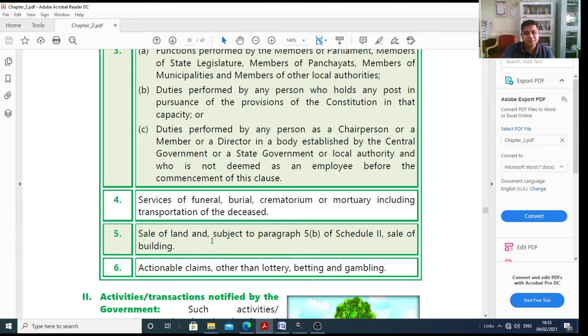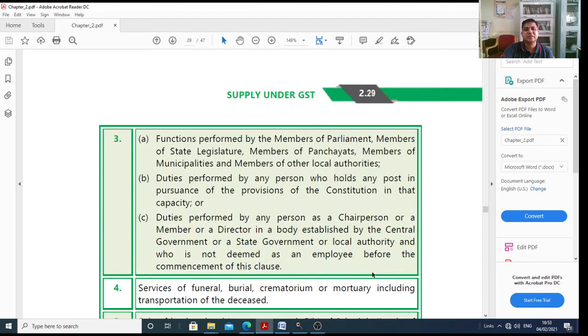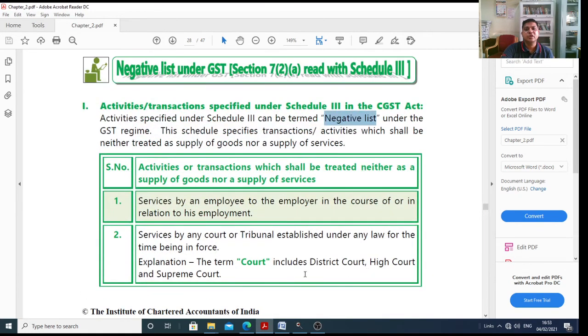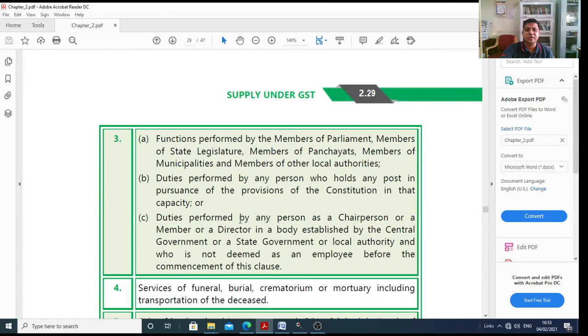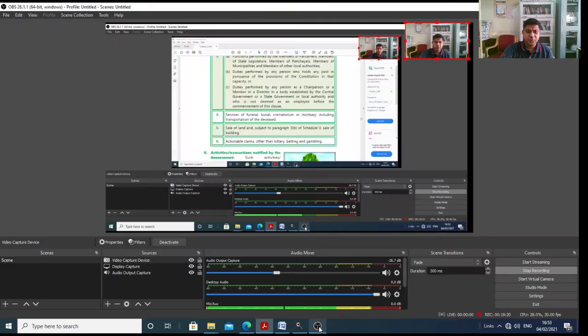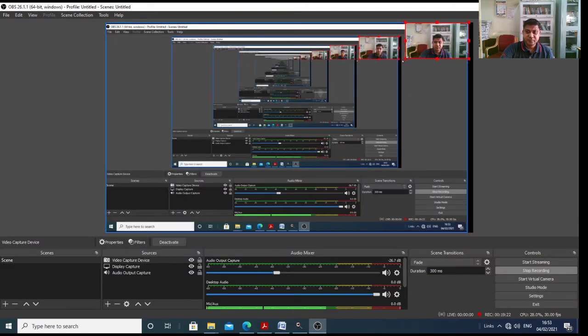Supply of land and sale of building is not a supply. Actionable claim other than lottery, betting and gambling is not a supply. These are the things that come under Schedule III, and Schedule III means negative list. So I hope you understood the negative list. So we will talk about the other supply.